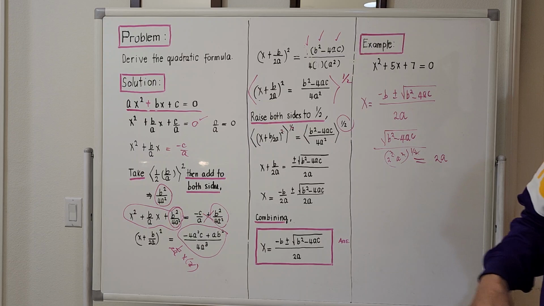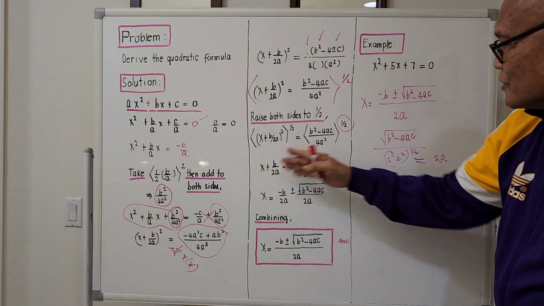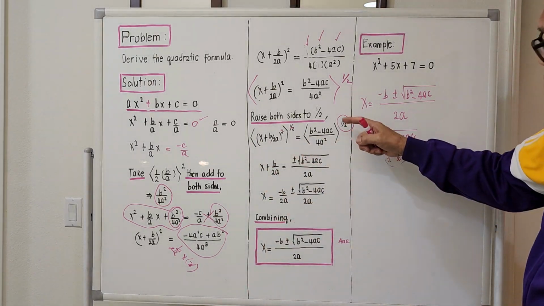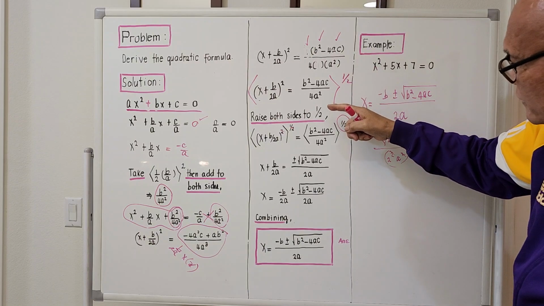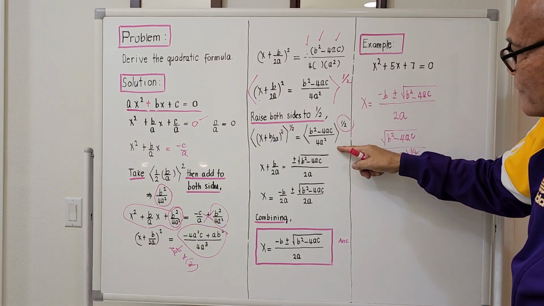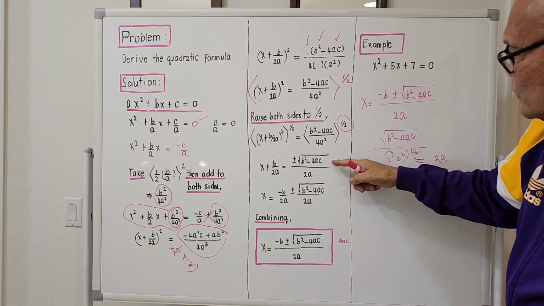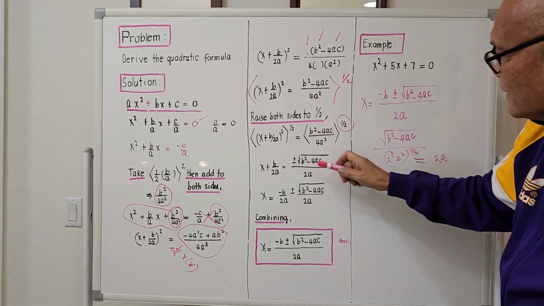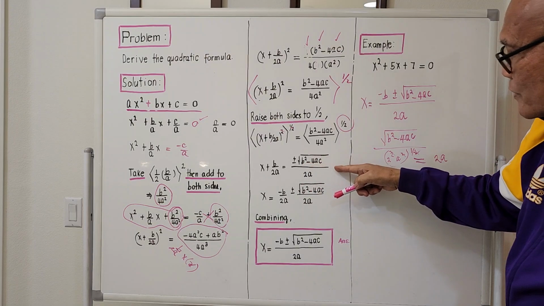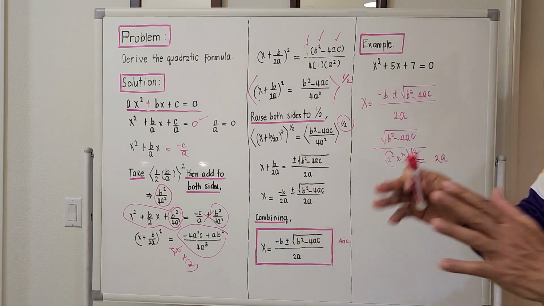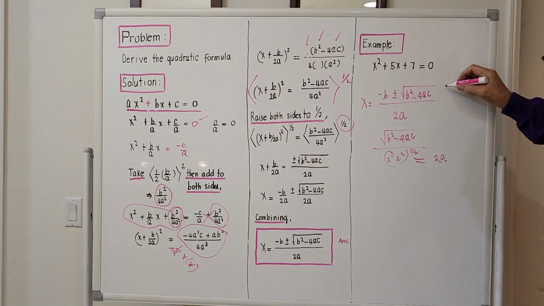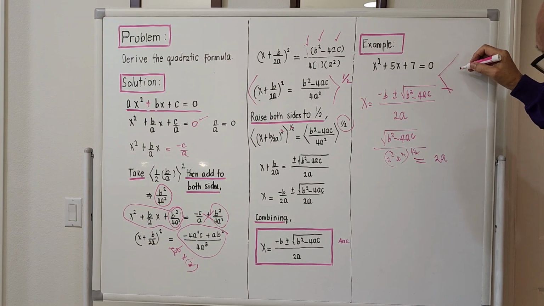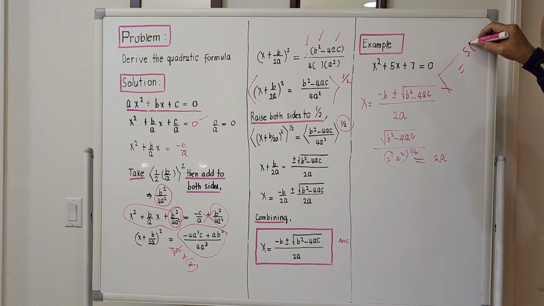So x plus b over 2a, the square root of the right hand side, will be the square root of the numerator over the square root of the denominator. But since we do not know the sign of this value, we place plus or minus over here: the square root of b squared minus 4ac. I want to emphasize this one. The radical sign, without any number here, is understood to be a square root.